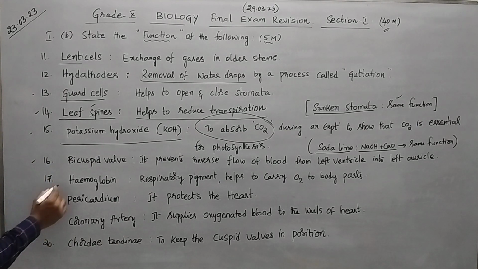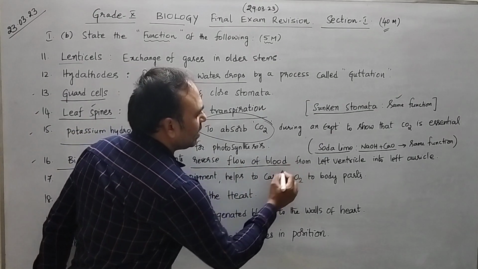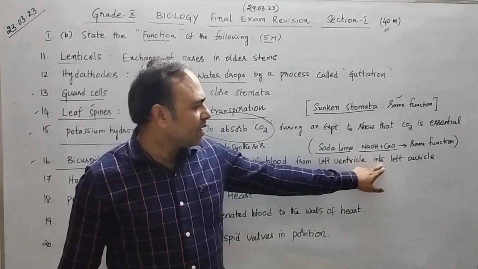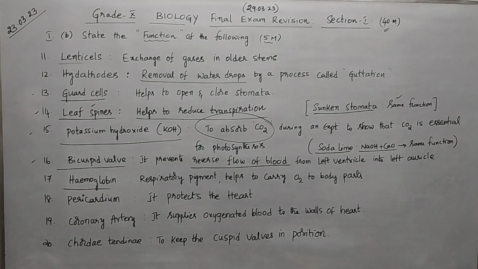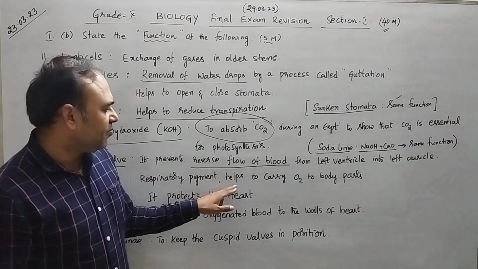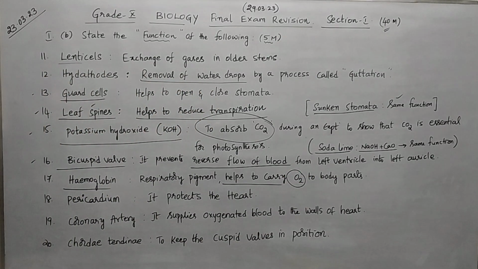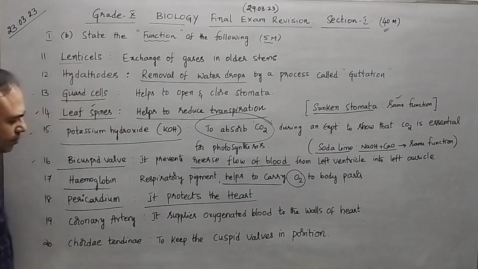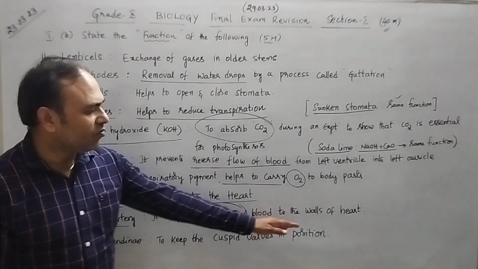Next, 16, bicuspid valve. It prevents the reverse flow of blood from left ventricle into left auricle. Hemoglobin. You know that it is a respiratory pigment which helps to carry oxygen to the parts of the body. Pericardium. It protects the heart. Coronary artery. It will supply oxygenated blood to the walls of the heart.